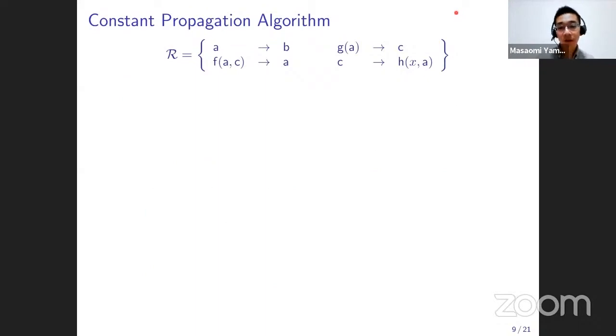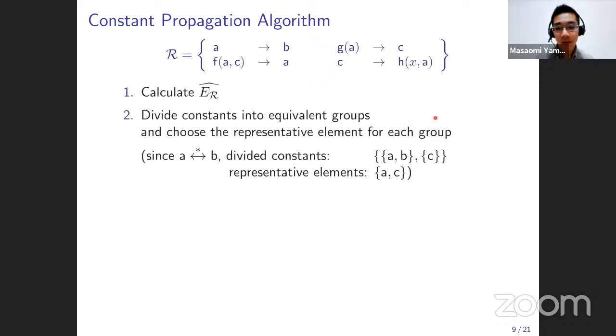Here, I describe the main algorithm of our new procedure, the constant propagation algorithm. I will explain with this TRS as an example. First, calculate R-hat, and second, divide the constants into equivalent groups and choose a representative element for each group. For example, A and B are equivalent and C is not. So constants are divided into two groups, {A, B} and {C}. If we choose A as the representative element of A and B, the representative elements are A and C. Even if you choose B as the representative element of A and B, that is no problem.